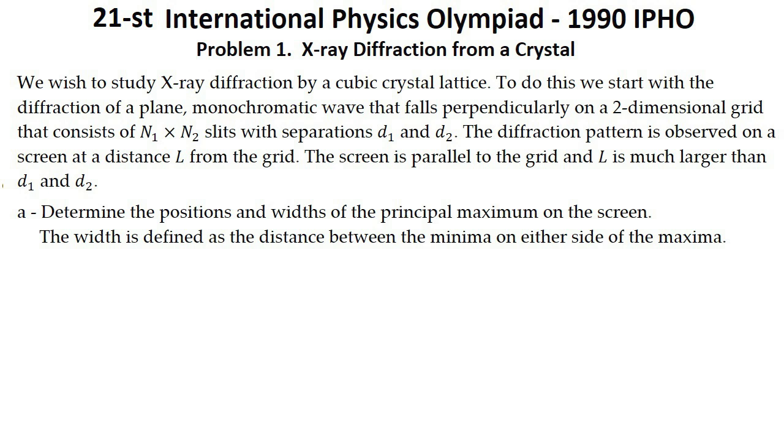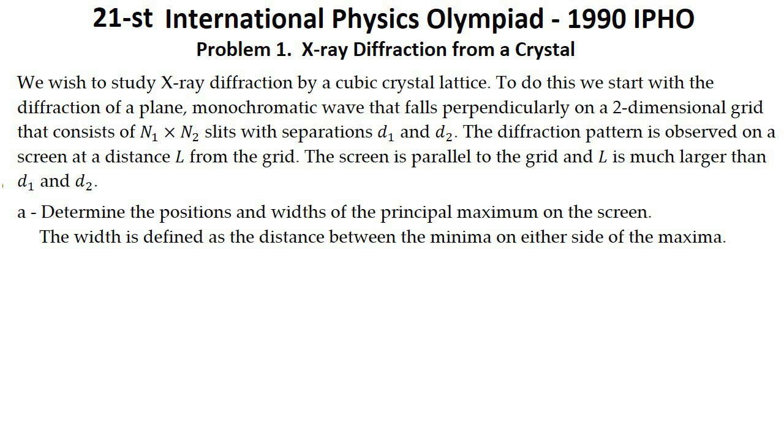We wish to study X-ray diffraction by a cubic crystal lattice. To do this, we start with the diffraction of a plane, monochromatic wave that falls perpendicularly on a two-dimensional grid that consists of N1 by N2 slits with separations D1 and D2. The diffraction pattern is observed on a screen at a distance L from the grid. The screen is parallel to the grid and L is much larger than D1 and D2.